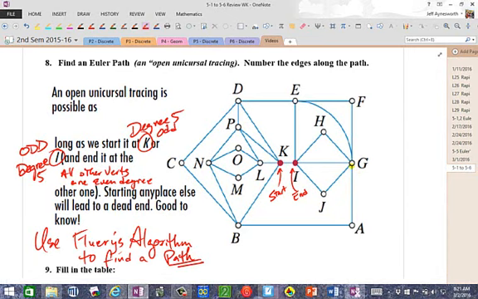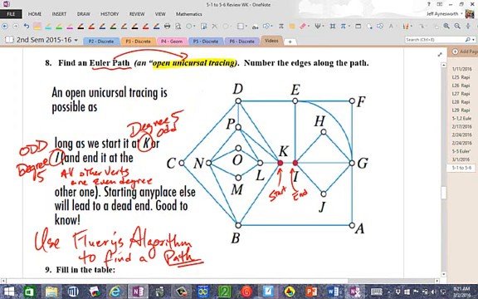If we count, well, you can count them. Just make sure that you start here and end here, start at K and end at I, or vice versa, and make it all the way through, hitting each edge only once. Remember, this is an Euler path, or an open unicursal tracing, right here on this one. That's your goal, and I'll leave that up to you to try.